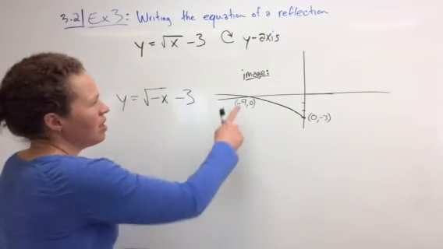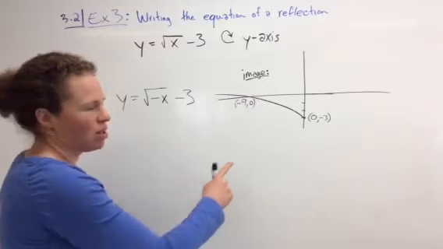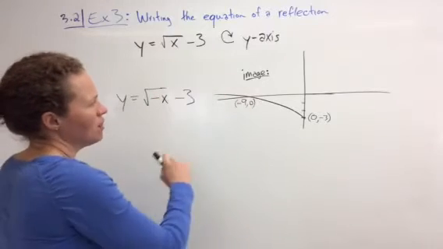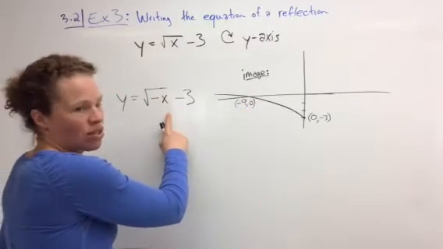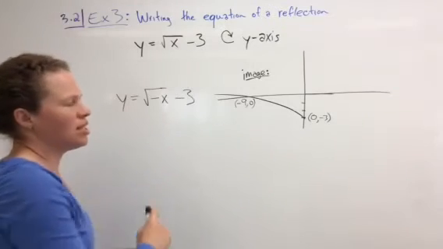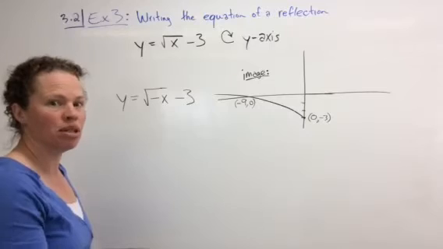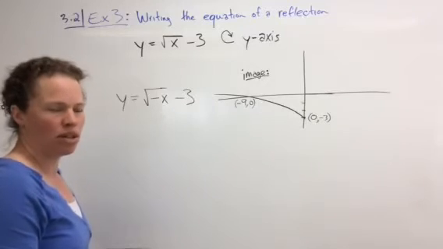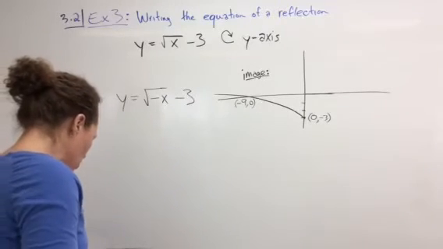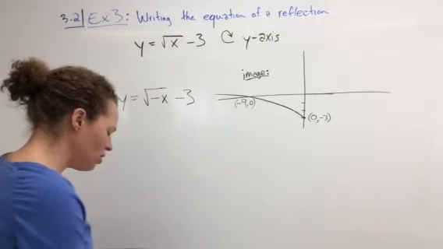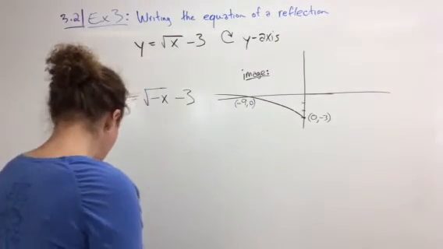All right, so we're noticing too, and this is something your book is going to do quite a bit, the image graph is shown. This is not this graph, this image is this graph. So this isn't the original. When it says the image graph is shown, it's saying that that's the mirror image, that's the reflection. It's already been changed.